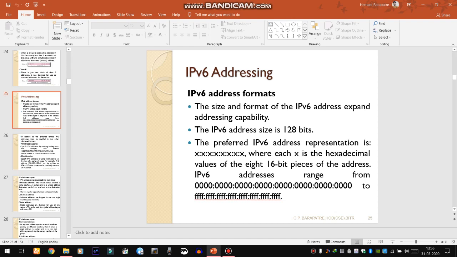The representation of IPv6 addresses is like this. They provide 8 groups separated with colons. This is the way we represent an IPv6 address, where each X is the hexadecimal value of the 8 16-bit pieces of the address. It means 0000 to FFFF. So using this kind of addressing, we can cover a large address space.